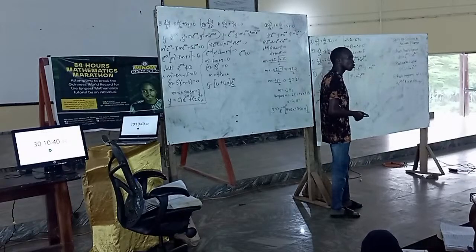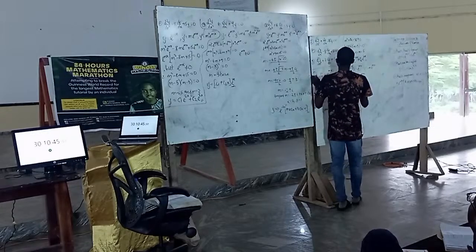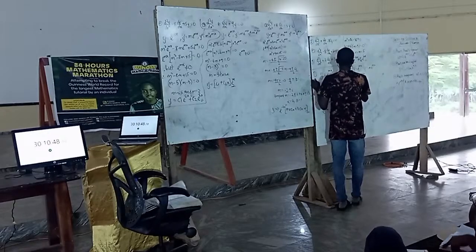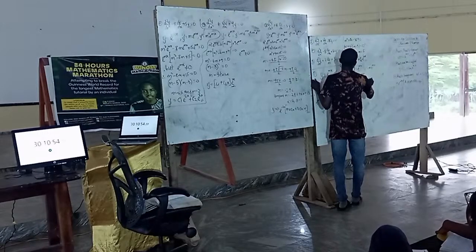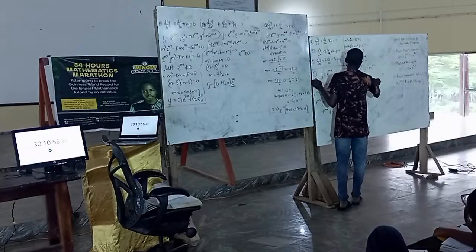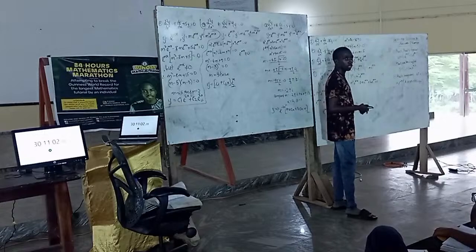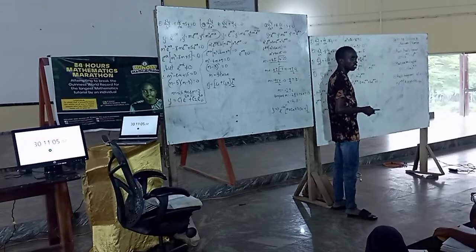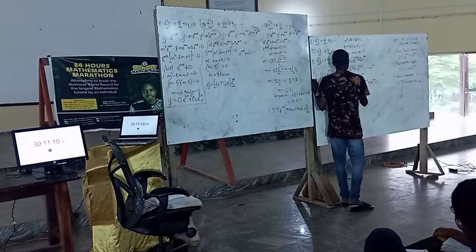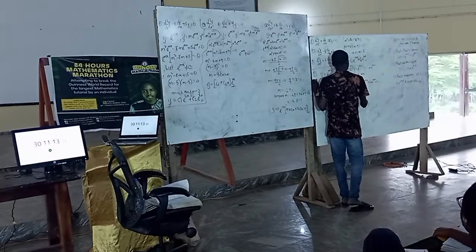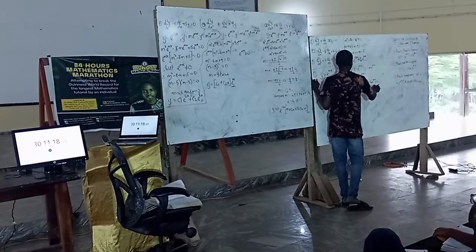Next step, substitute. Substitute inside my ordinary differential equation. m squared exponential mx minus 8m exponential mx plus 16 exponential mx equals what? 0. Then factorize. What am I factorizing? Exponential mx. If I factorize this, what will I have left? m squared minus 8m plus 16 equals 0.